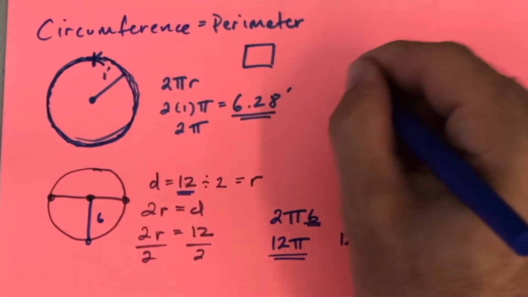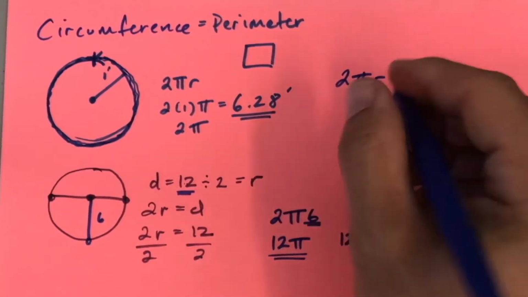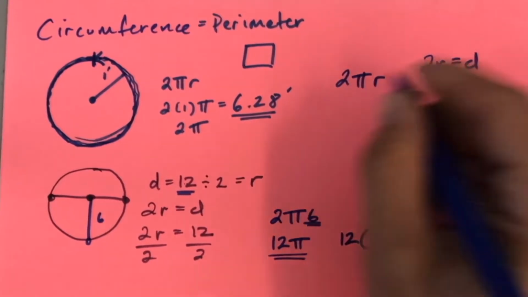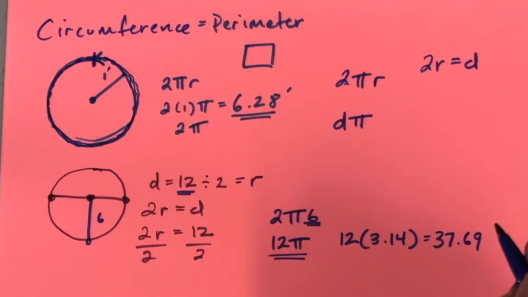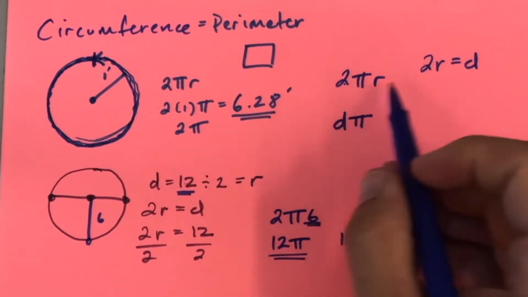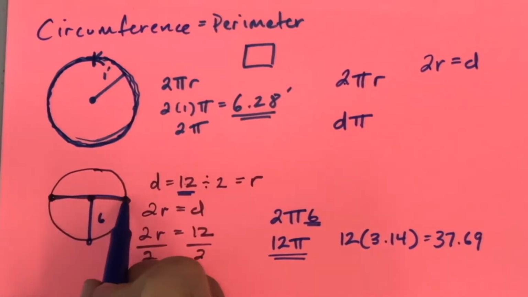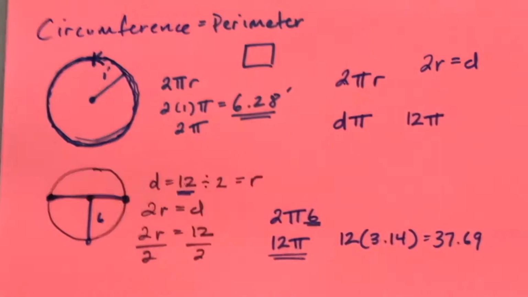So you could, as another formula, instead of doing 2 pi r, because you know 2 radiuses equal the diameter, just do diameter times pi. Basically, it's the same equation because 2r equals diameter. So we could have just taken this circle with a diameter of 12 and done 12 pi, and we would have gotten the same answer.